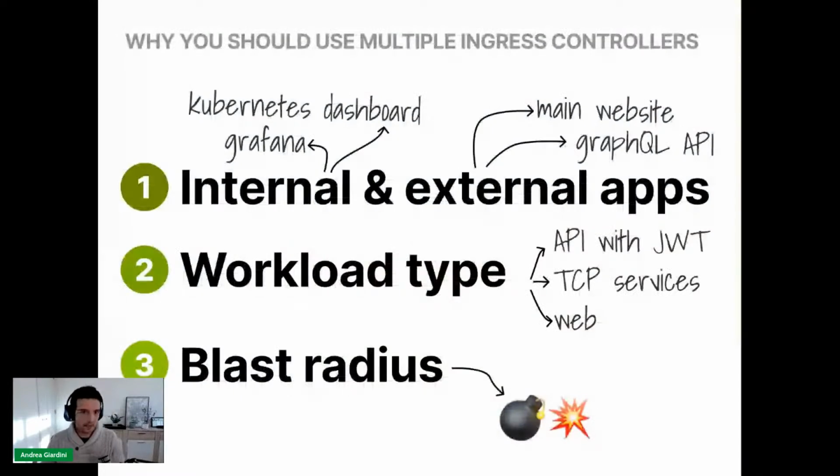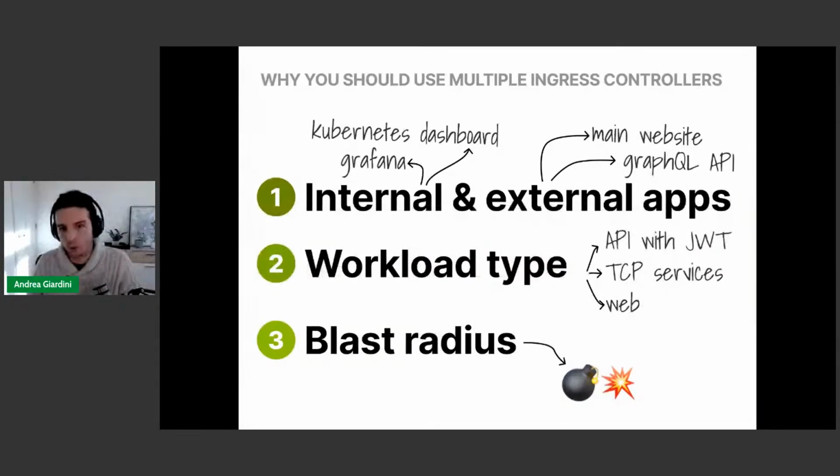So the first use case that comes to mind is internal and external application. So if you have a cluster that has certain applications that you want to expose to the outside, like in this case, your web application, your GraphQL API, some classical API, and other applications that you would like to expose internally to an internal network, to your VPN, and so on, like Grafana and monitoring dashboard, Kubernetes dashboard, and so on. In that case, I believe it's a good idea to keep them on two different ingress controllers. This is in order to separate the traffic between the two of them.